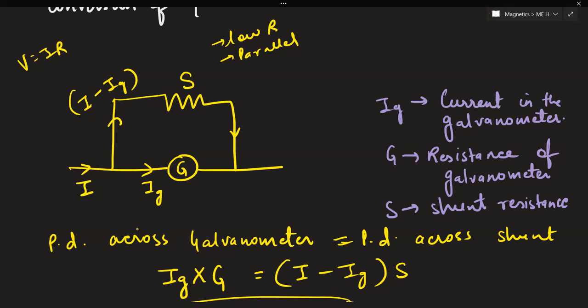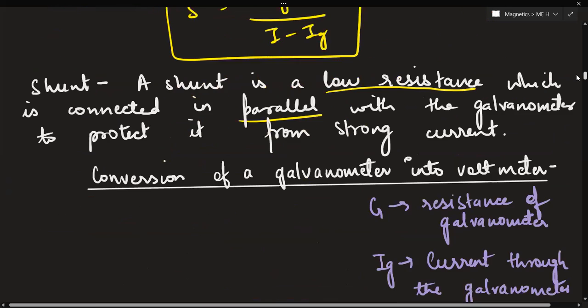Your purpose of converting a galvanometer into an ammeter is to find the values of current. Using these formulas, you already know the value of shunt resistance, the resistance of galvanometer, and the total current that we supply. So you can easily calculate the current flowing everywhere. That is the function of an ammeter. That's why we use this.